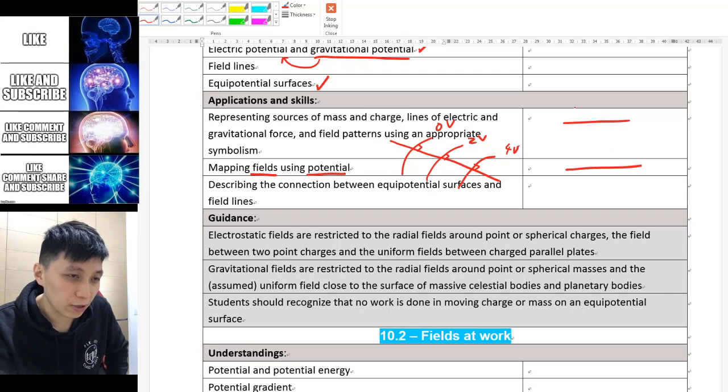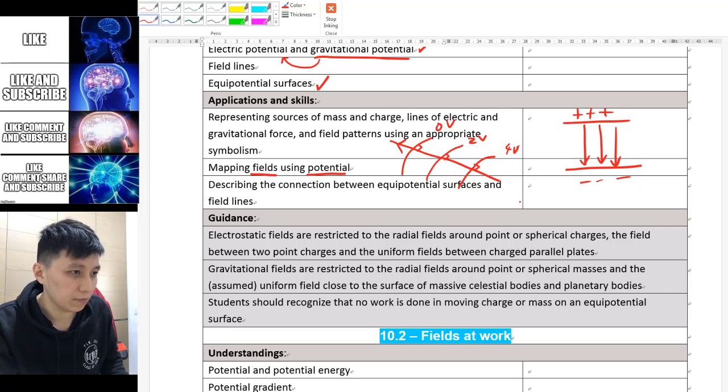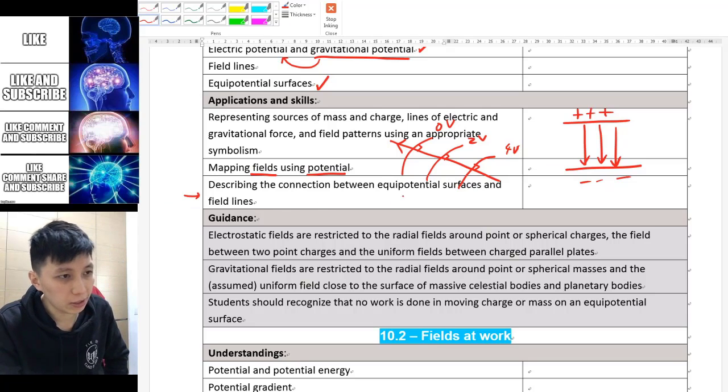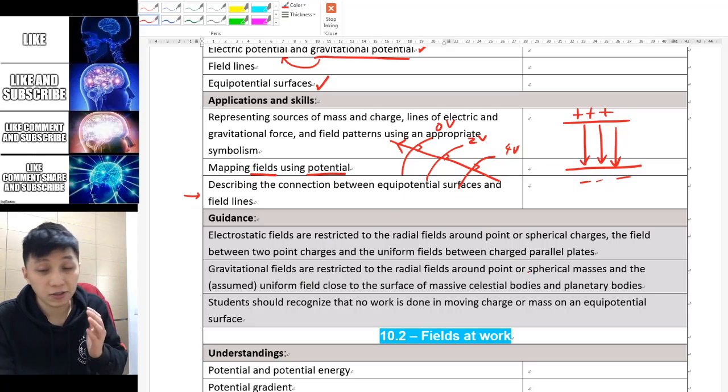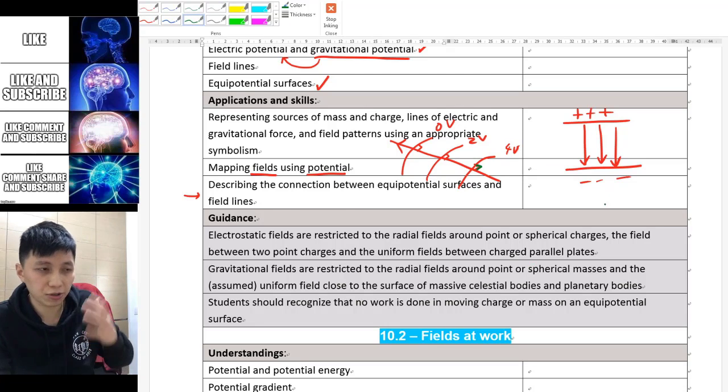Let me double check. If we have a plate of electric field, it should go from positive to negative. And if you have, yeah, this is high, this is low, right? So high to low, so it should go in this direction from 4V to 0V. Oh, and in fact the next one, describing the connection between equal potential surfaces and field lines, is just exactly what I said about the 90-degree geometry relationship.